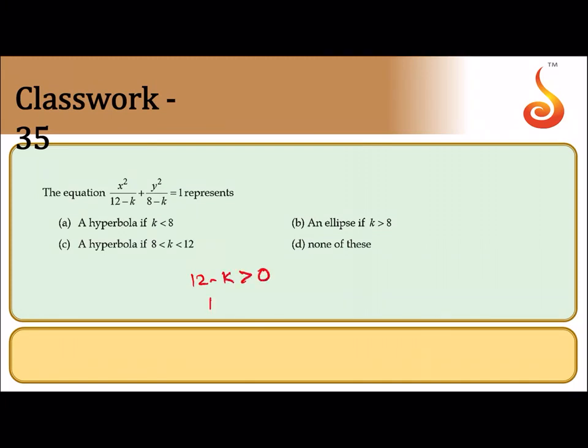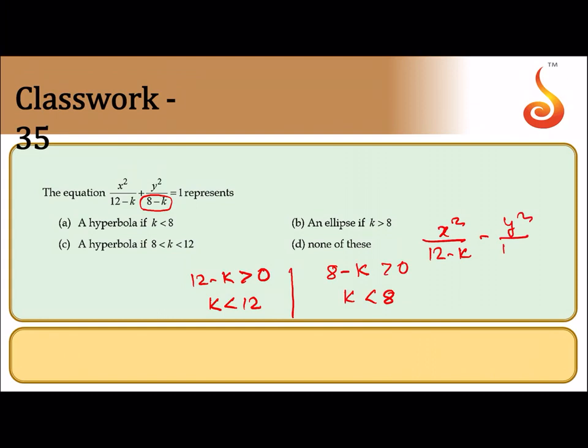35. The equation represents a hyperbola. What you have to do is 12 minus k is greater than 0, so k is less than 12. Similarly, 8 minus k is greater than 0, so k is less than 8. So there might be a printing mistake.